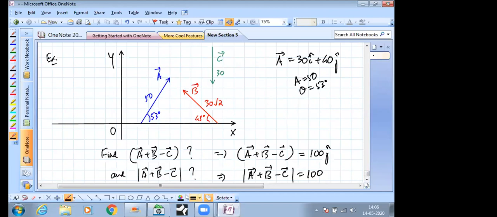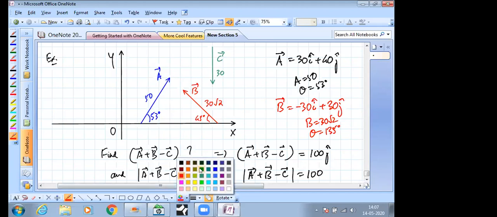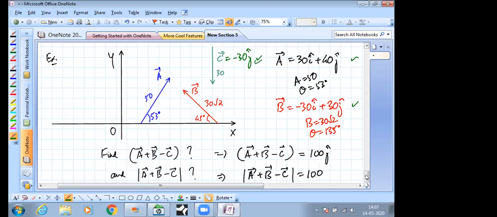Similarly, the vector B, we've already seen, so I'm just using that same vector which we did in the previous one. That is minus 30 I cap plus 30 J cap, because the magnitude of the vector B was 30 root 2 and the angle with the x-axis is 135 degrees. And the vector C, from the diagram you can see, is pointing down, so it is just minus 30 J cap. Now we'll pick up these values of A, B and C in component notation and substitute.